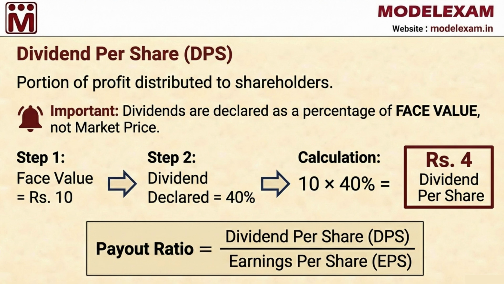Another return for shareholders is the dividend per share or DPS. This is the portion of profit distributed to shareholders. It is very important to remember that dividends are declared as a percentage of the face value, not the market price. So, if the face value is 10 rupees and the dividend declared is 40%, the calculation is 10 multiplied by 40%, which equals 4 rupees per share. We can also calculate the payout ratio by dividing the dividend per share by the earnings per share.